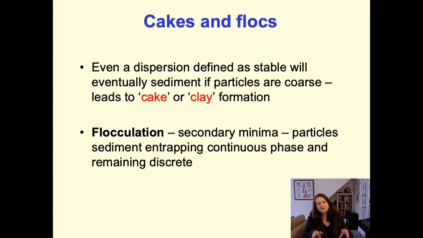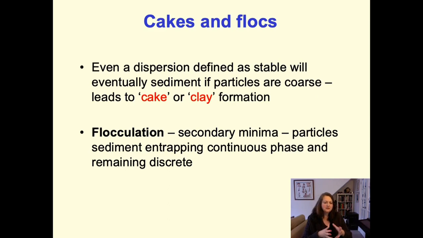Now, I've spoken about flocculation before. And flocculation is when we have it that the particles, when they come together, they loosely associate with each other. If you remember that that would be a weak attraction between the particles that's followed by a strong repulsion. So they can't get any closer to each other, but they are attracted to each other loosely with continuous phase wrapped around them so that the particles remain discrete.